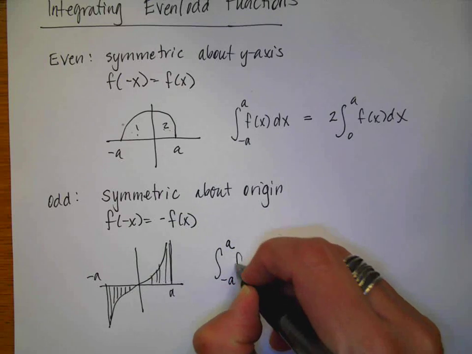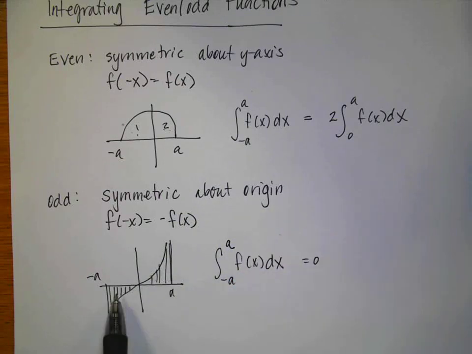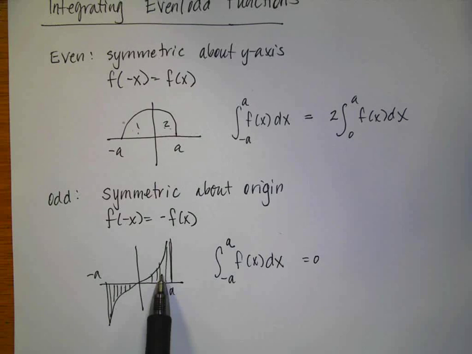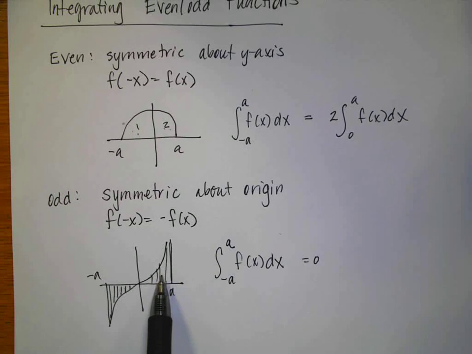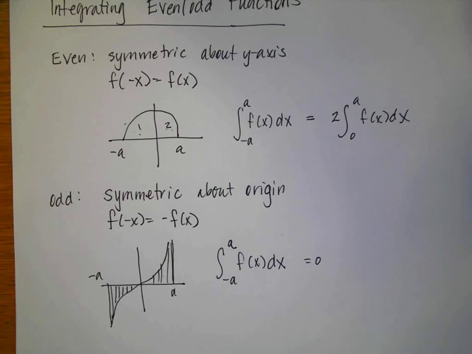So if I wanted to integrate from negative a to a, and I did f of x dx, I would actually get 0 because since these areas are equal, and this area is negative, and this area is positive, the two areas would negate themselves, and then I would have 0.